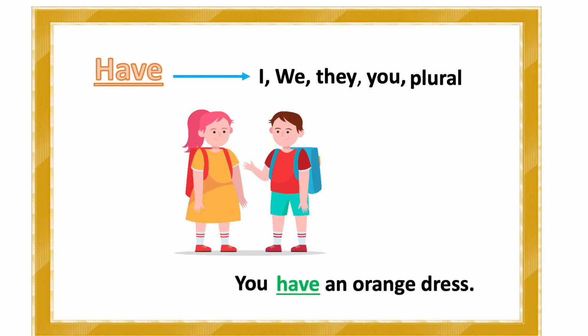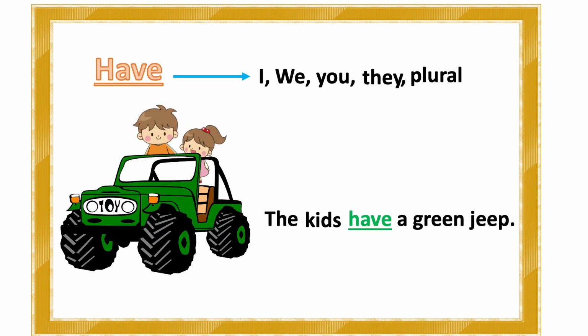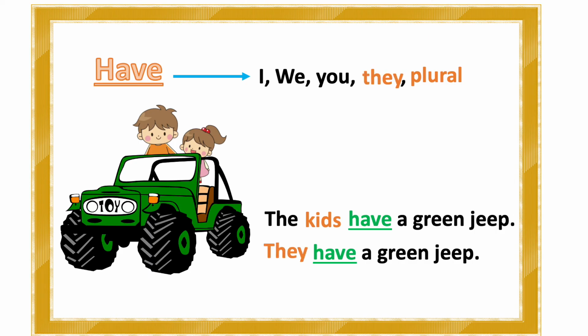You have an orange dress. You is in the rule box, so we use have. The kids have a green jeep. Kids are plural nouns. They have a green jeep. They also is in the box, so they have a green jeep.